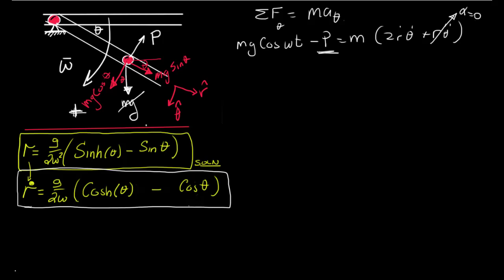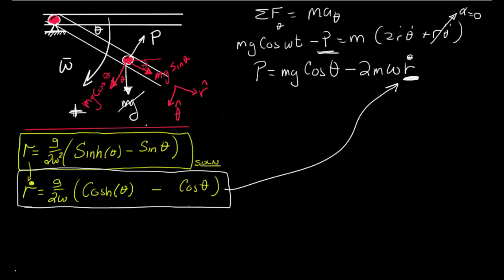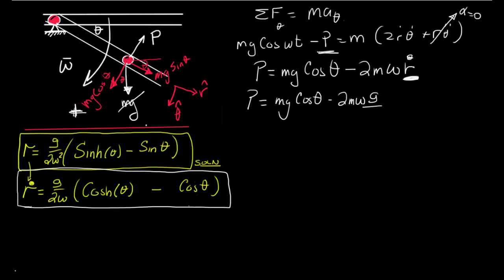we end up with solving this for p, that p will be mg cos of theta minus 2m omega r dot. And we've solved this for r dot already as well, so we'll bring that over. And we'll get p is equal to mg cos of theta minus 2m omega times g on 2 omega times cosh theta minus cosine of theta.